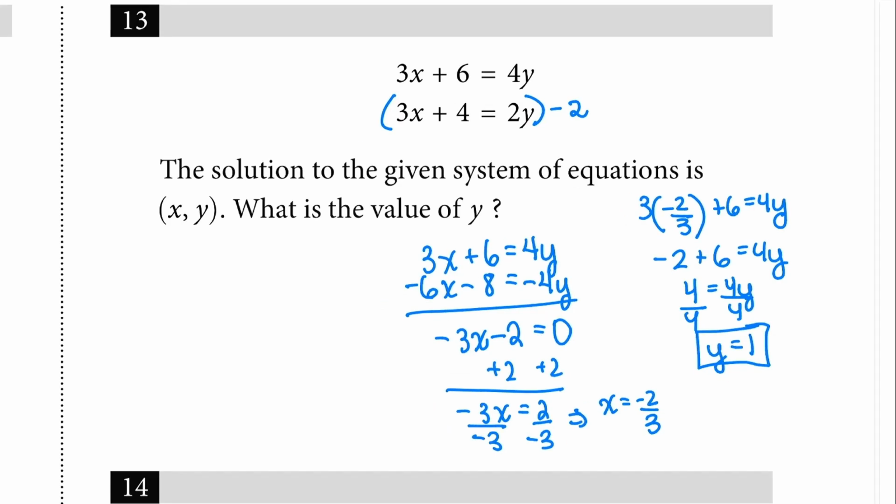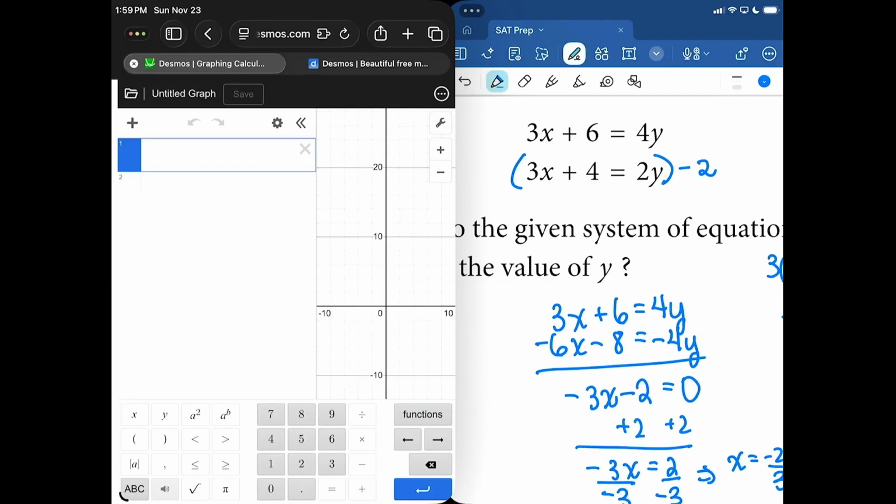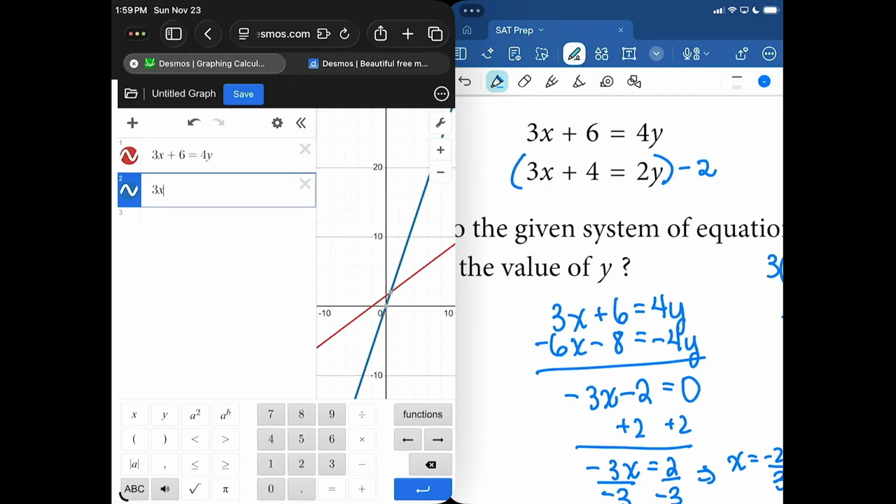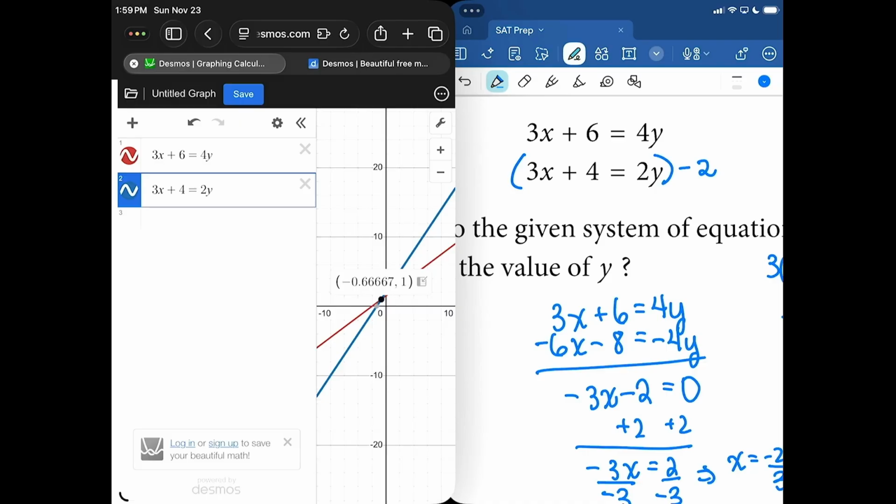I do think that typically that problem would be more easily solved in Desmos. So I will show you how to do that as well. So here's Desmos. All we have to do is type in our equation, 3x plus 6 equals 4y. And then the second equation here is going to be 3x plus 4 equals 2y. Okay, here's the intersection of the points, which is negative 2/3 and 1. We're looking for the y value, so it's going to be 1 there.